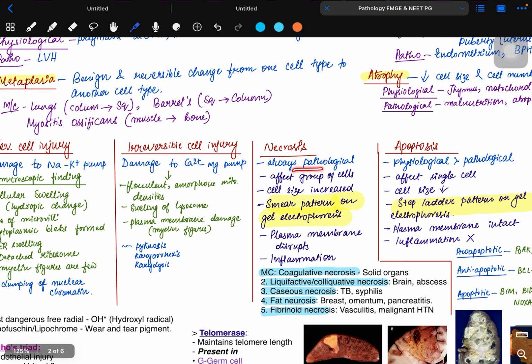In necrosis, it's always pathological, and it affects a group of cells, not a single cell. It will affect a group of cells. The cell size gets increased. There will be smear pattern on gel electrophoresis. Plasma membrane disrupts, and there will be inflammation.